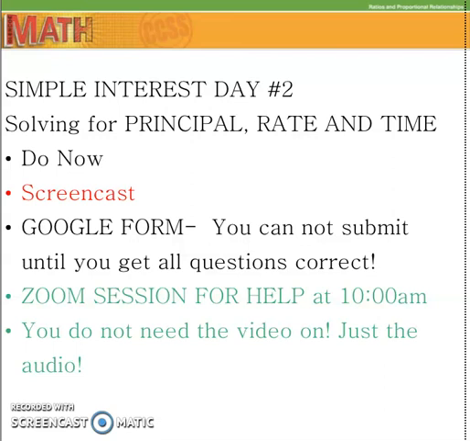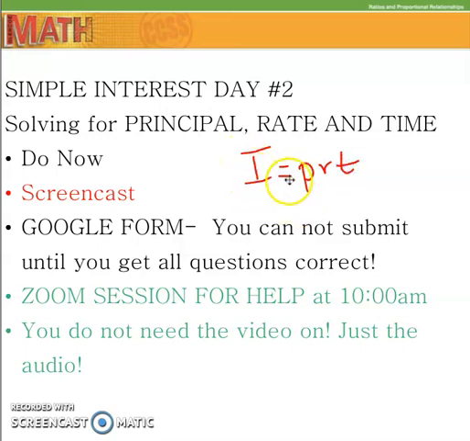Good morning. Today we'll be doing simple interest day 2. So it's what we did on Friday, but this time instead of solving for the interest and the account balance, we are going to be solving for the principal, which is a large sum of money, the rate, and the time. We are still going to be using the formula I equals PRT, where interest equals principal times the rate times the time, but this time we'll be solving for one of the three on the right side.